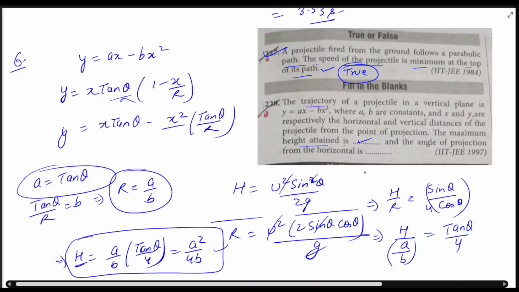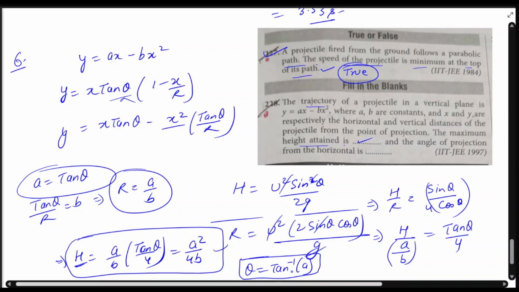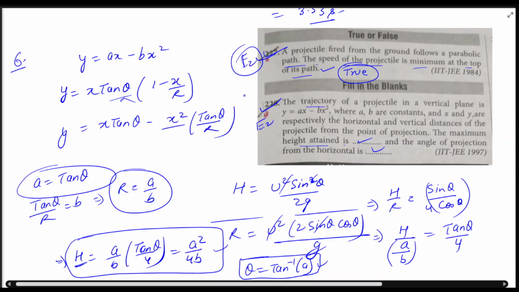So we got the angle of projection from the horizontal. It will be simple, right? So theta will be tan inverse of a. Yes, a we know, so tan inverse we can find. So it's an easy one, right? Very easy.